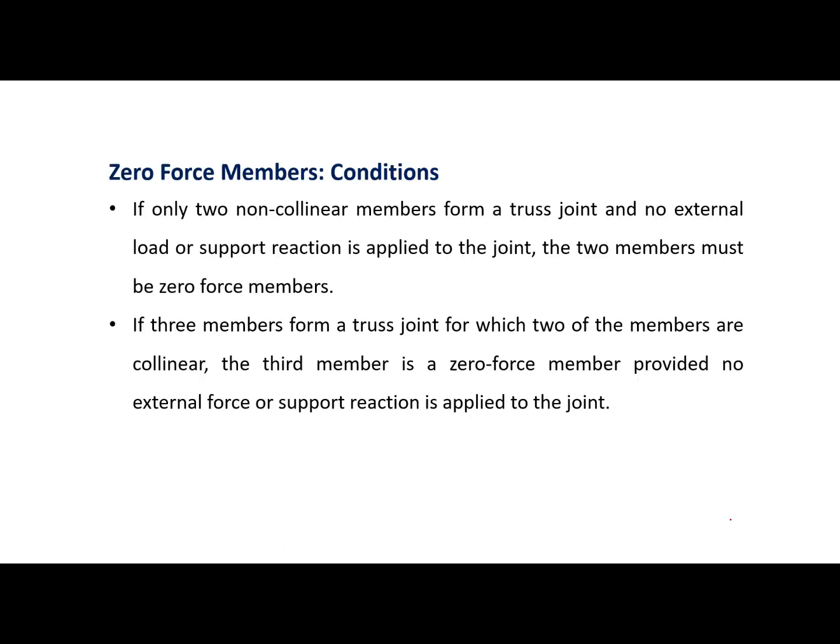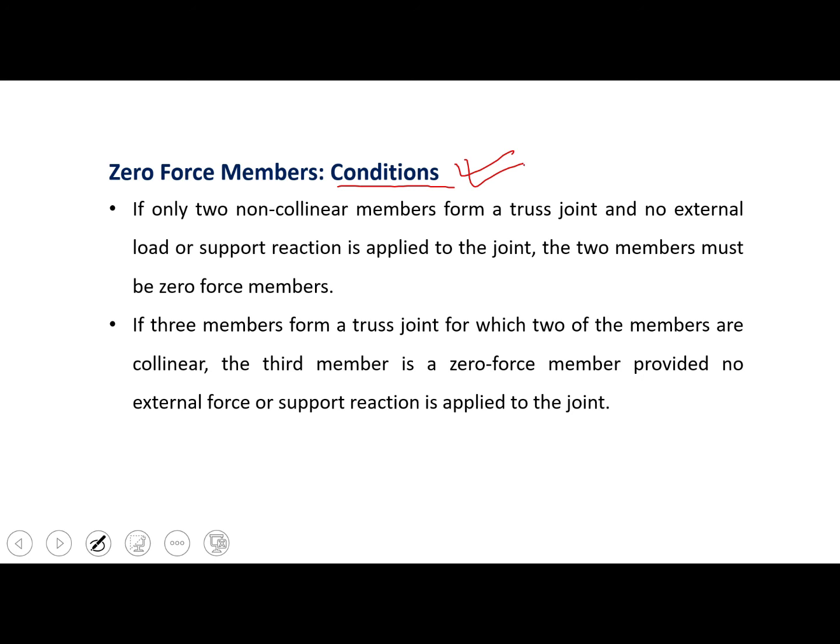So in this way we have found both the unknown forces in member AB as well as DE. Now, the next very important point, dear students, is how to identify the zero force member. Here are the conditions. If we keep those conditions in mind, it will be easy for us to identify the zero force member. First condition: if two non-collinear members form a truss joint and no external load or support reaction is applied to the joint, then both members must be zero force members.